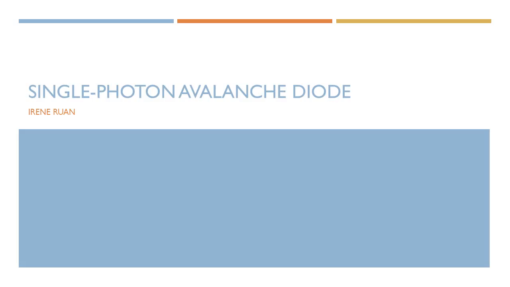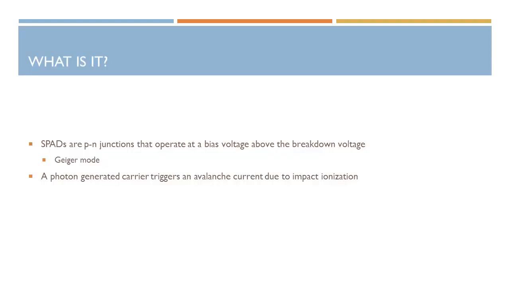Hello everyone, today I will be talking to y'all about a photodetector called the single photon avalanche diode, also known as the Geiger mode avalanche photodiode. The single photon avalanche diode is essentially a PN junction that operates at a bias voltage above the breakdown voltage, where a photon-generated carrier can trigger an avalanche current because it has enough kinetic energy to promote an electron from the valence band to the conduction band, creating an electron-hole pair. This mechanism is known as impact ionization. Electron-hole pair generation is then sustained through positive feedback to cause the avalanche.